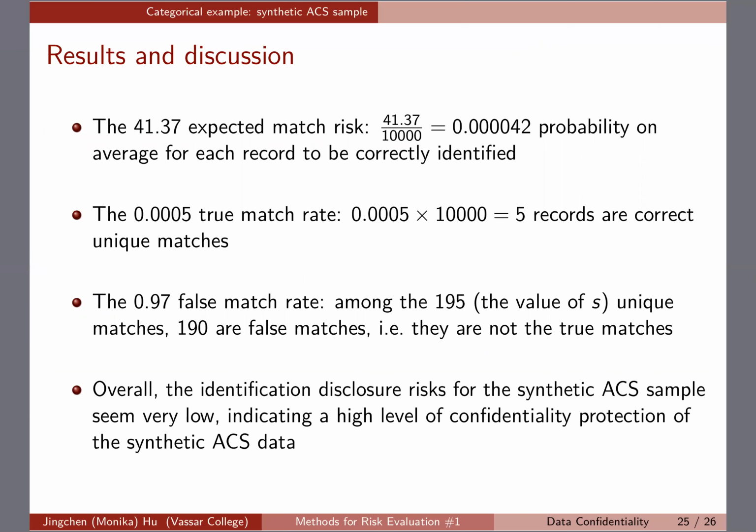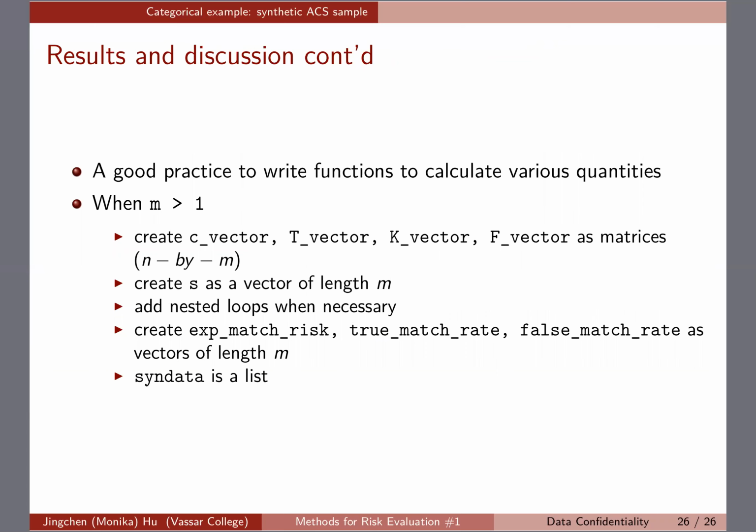But I do want you to take notes that it's good practice to write functions to calculate various quantities. And if you have more than one synthetic data set, you can change all of the vectors in the function that I've provided to be matrices, okay? And then you can also create S, which is a scalar count of how many unique matches there are. So in one synthetic data set it's a scalar, but in multiple synthetic data sets, you can make it a vector and then loop it through in your function, okay?